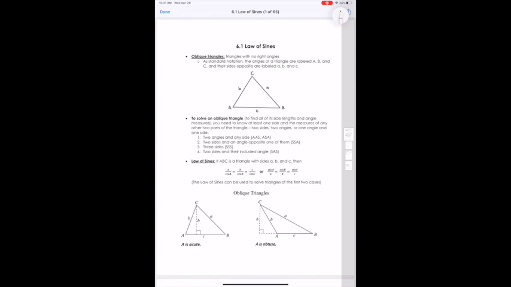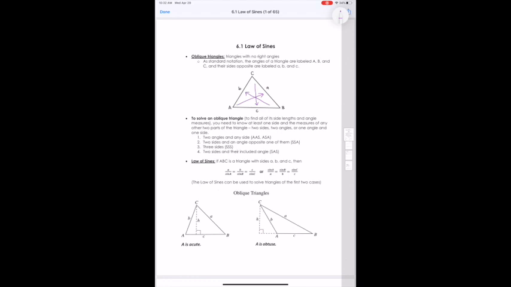Alright, on lesson 6.1 we are doing something called the law of sines, and then 6.2 will be the law of cosines. What you need to know first is that we are working with oblique triangles, which are triangles without right angles. And the standard notation is to write the angles with capital letters, and then the sides opposite those angles, that's what those little arrows are for, are written with lowercase letters.